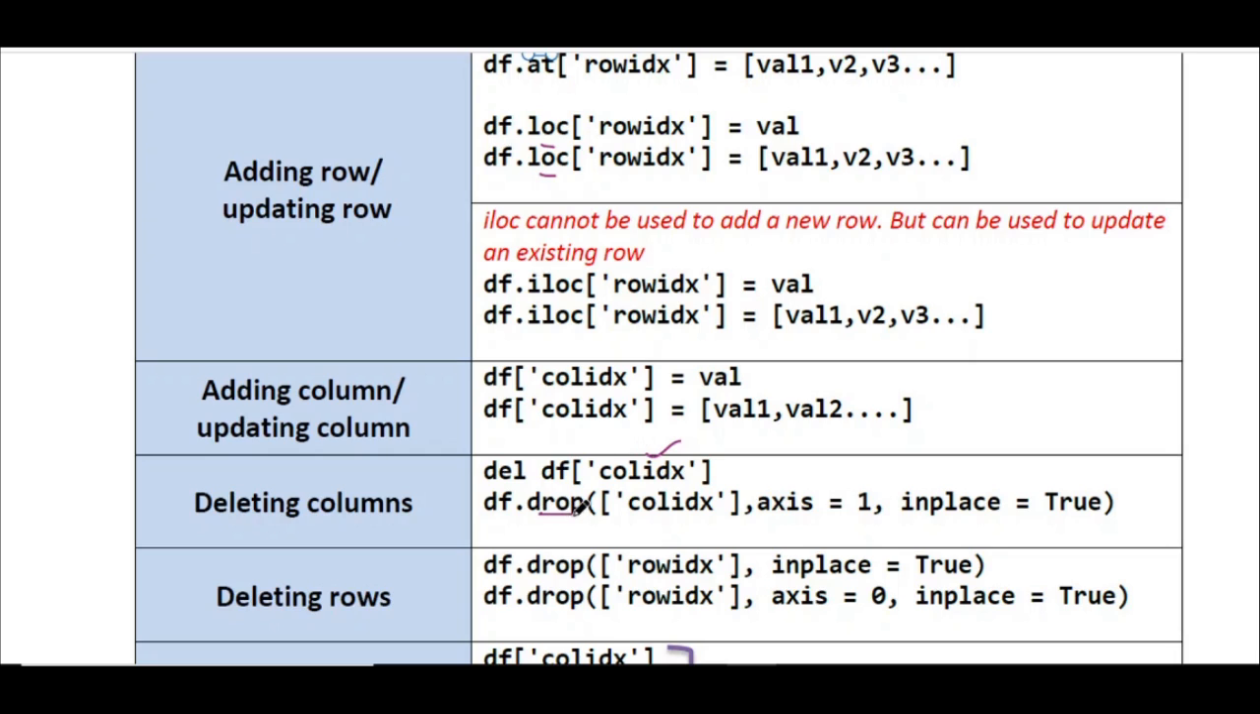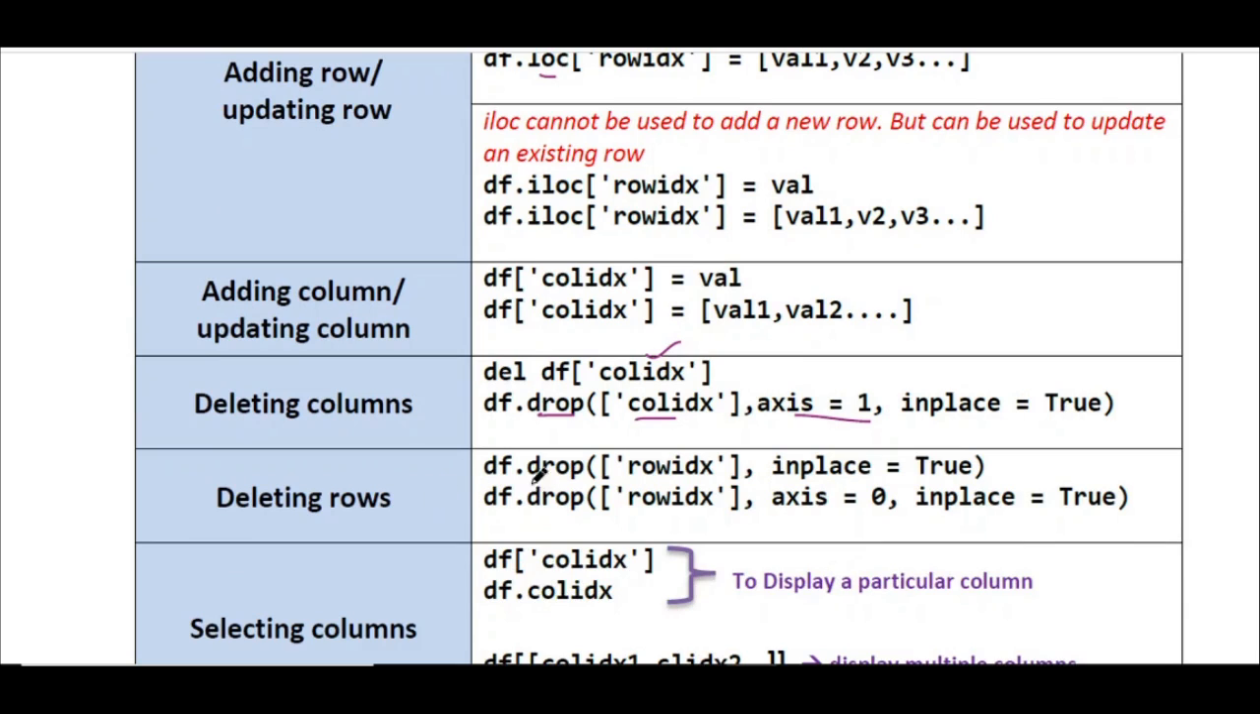And we can use the drop function to delete a column. In square brackets we have to give the column index, and axis equal 1. Axis equal to 1 is used to delete a column, and the parameter inplace equal to True ensures that the data is removed from the data frame. For deleting a row, we can use the same drop function. By default, the axis value for the drop function is 0. So there is no need to specify the axis attribute here. And optionally, we can give the axis attribute for deleting the rows.